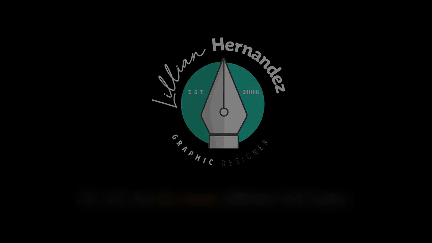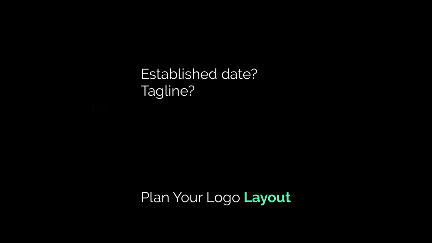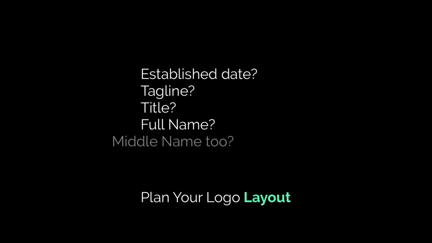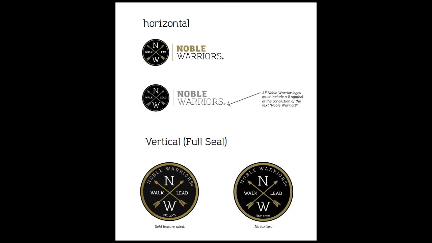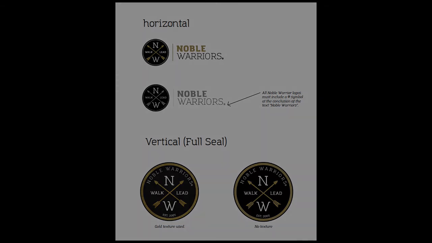Back when you're sketching out your logo, make sure you plan out your logo layout. Do you want to include an established date? Do you want to have a tagline? If so, what's it going to be? Do you want your title listed? Your full name including your middle name, or just your first and last name? The more you include, the more other logo types might work best for you. For example, a seal logo might work best for a freelancer who's including 3 different phrases in your main logo, like our example of Lillian Hernandez.